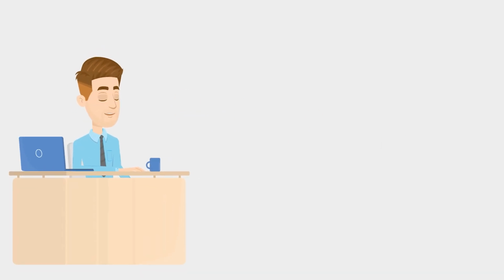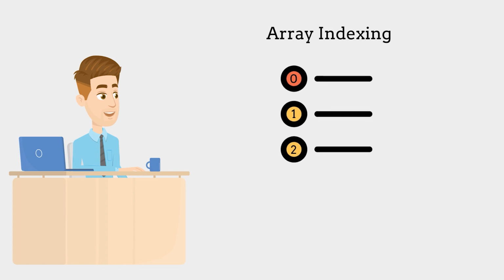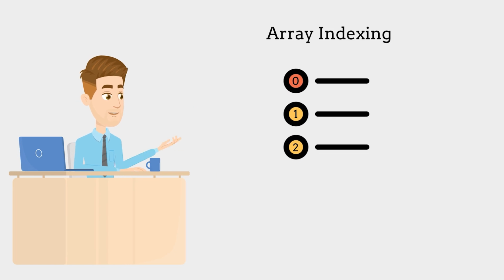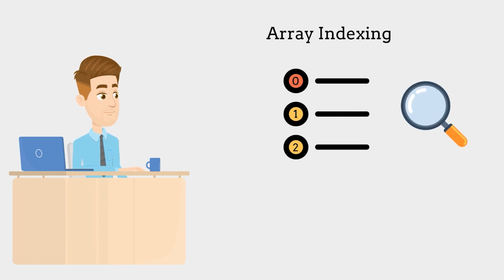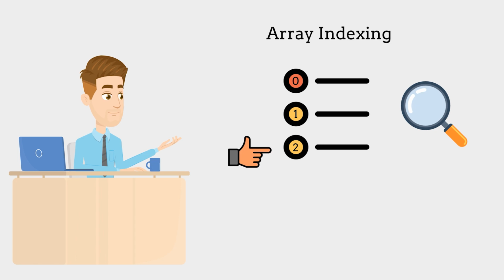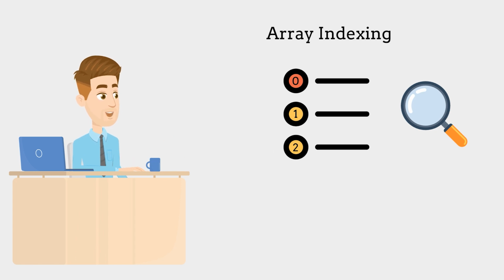The first operation we are going to perform is array indexing. Basically, indexing helps us to access or search a particular element in an array. The first element of an array always has index 0. The second element has index 1. And it goes until length minus 1.